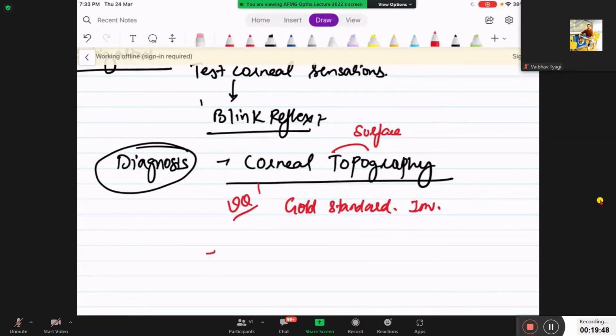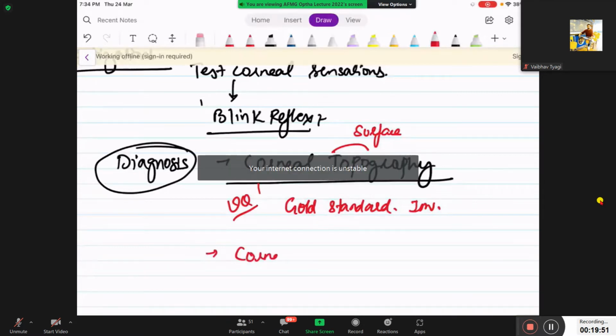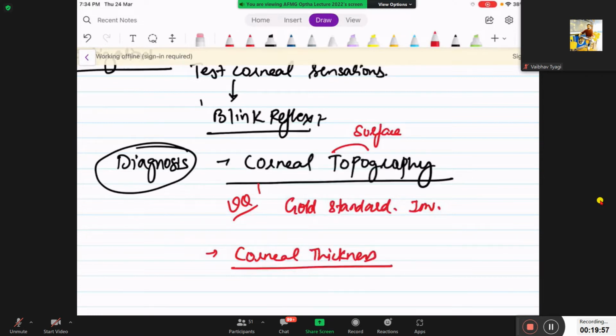Yes. Next investigation, you have to check the corneal thickness. You have to measure the corneal thickness. Now you will tell me, what is the name of the technique by which we measure the corneal thickness?